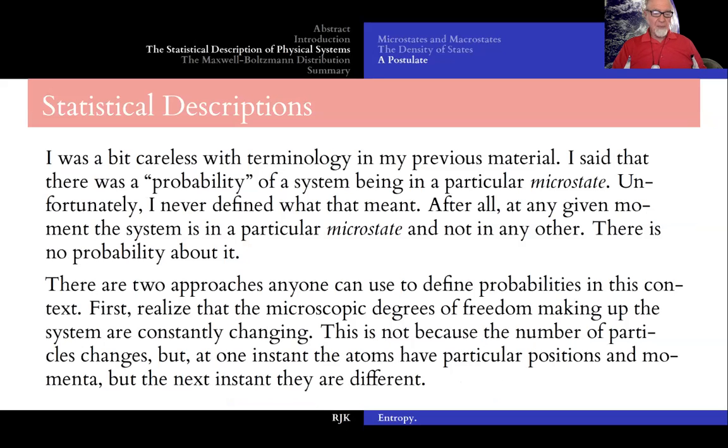Now, I was a bit careless with my terminology in the previous material. I said that there was a probability of a system being in a particular microstate. Unfortunately, I never defined what that meant.